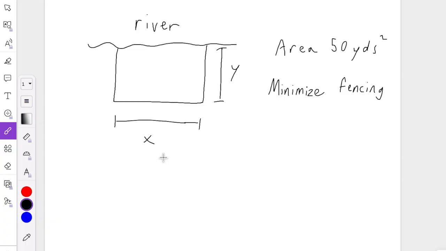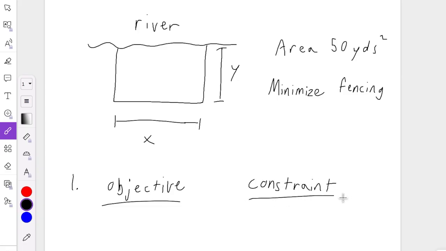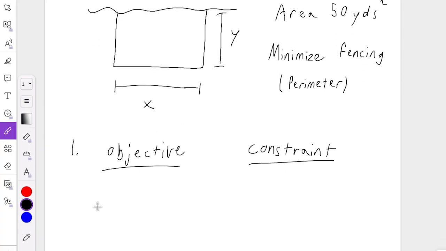Step 1, I need to come up with an objective and a constraint equation. The objective is the thing that I'm trying to minimize or maximize, in this case, the amount of fencing. I hope you realize that when I say minimize fencing, I'm really talking about minimizing my perimeter, because that's really what the fencing is all about, the perimeter. So the perimeter of this example would be P equals, if you're having trouble here, it's because there's an invisible Y on this side that I'll just fill in. And so therefore the perimeter is X plus 2Y. So that's the perimeter, the objective.